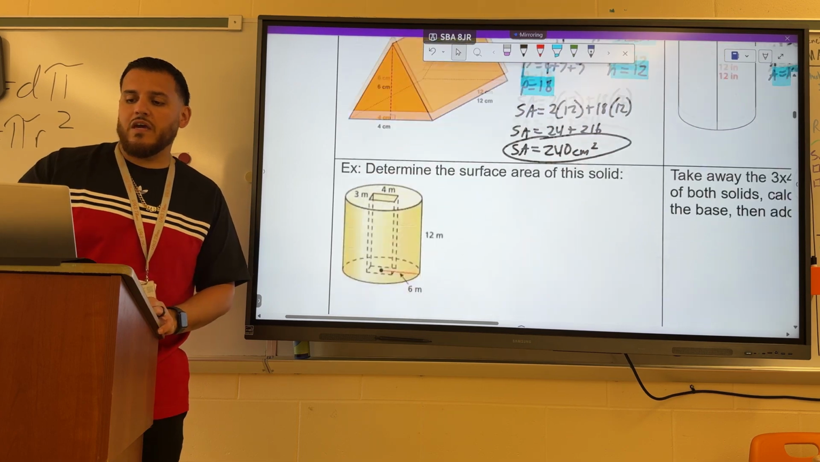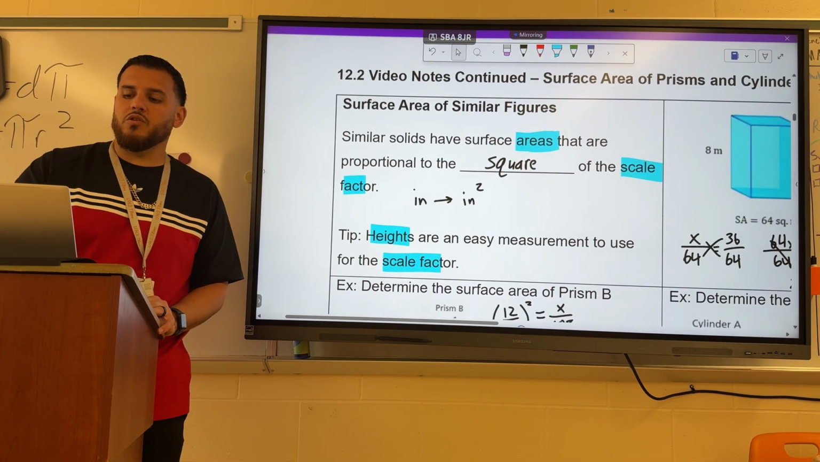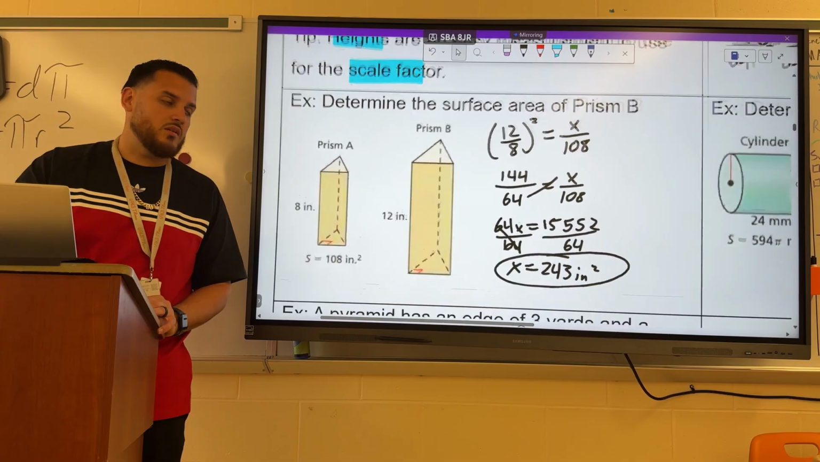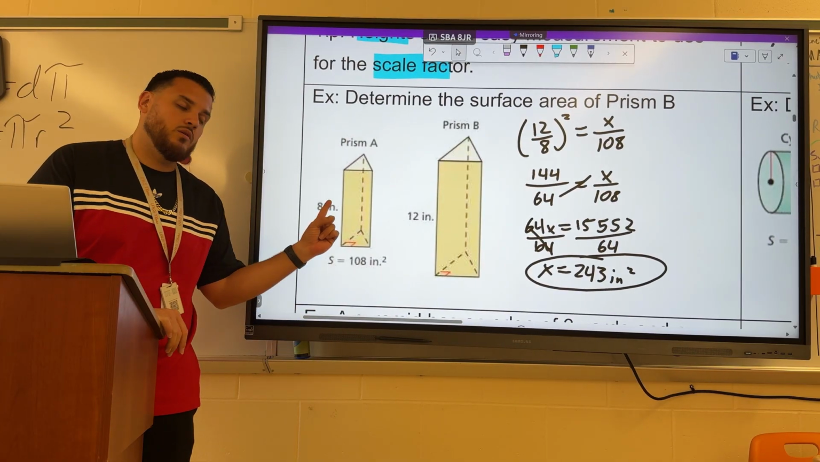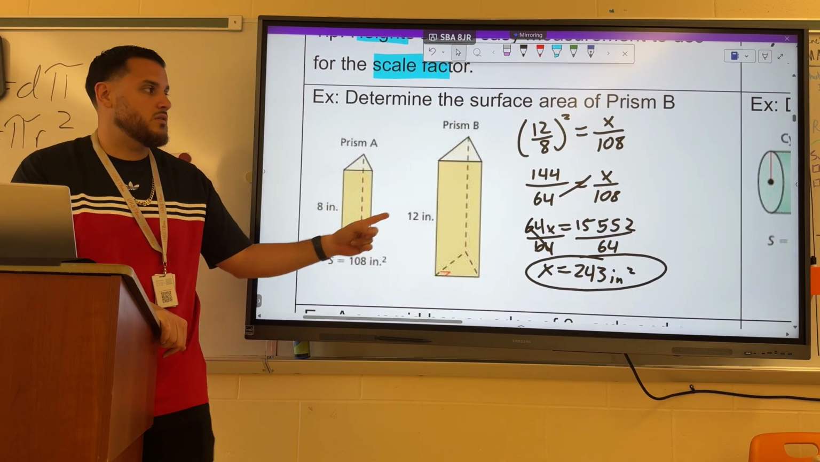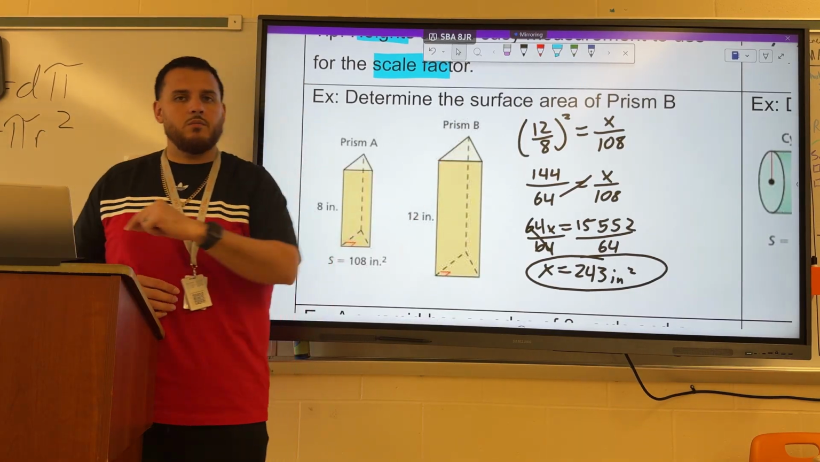Then we also learned the fact about our surface areas being proportional to squares. So as we set up the proportions, when we're dealing with 1 dimension and 2 dimensions, we need to make sure we're squaring the 1 dimension in those ratios.